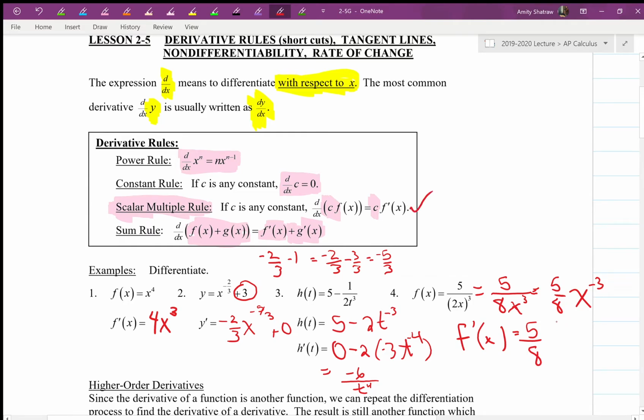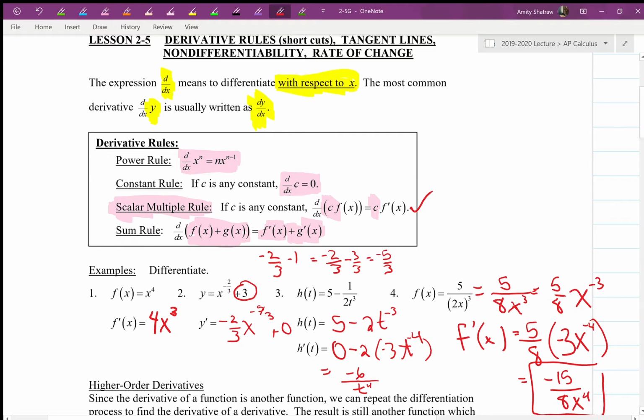I'm going to say then that I'm taking the derivative of just plain old x cubed, so I have a negative 3, and x has a new power, and that power is reduced by 1. So negative 3 minus 1 is a negative 4. When I work this out, I'm going to end up having a negative 15 over 8, and x is going to be returned down to the denominator with a positive exponent of 4.